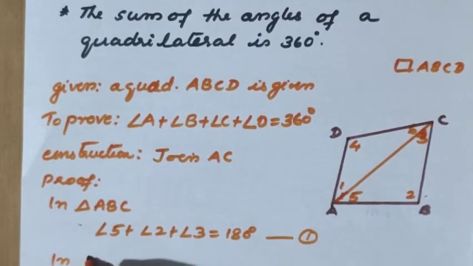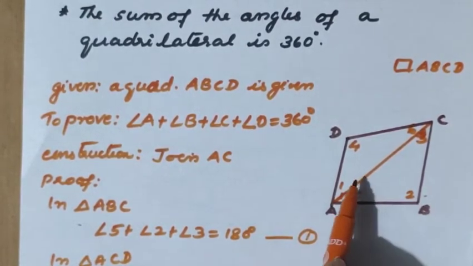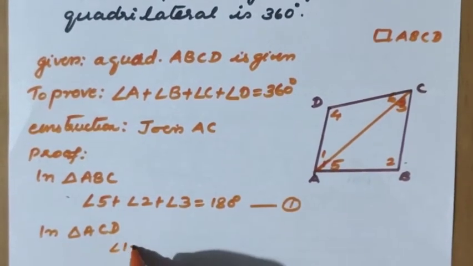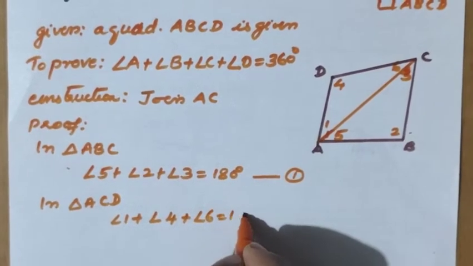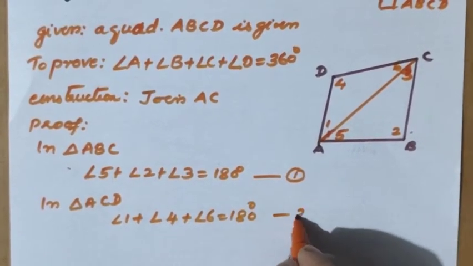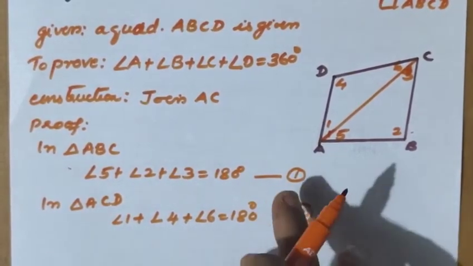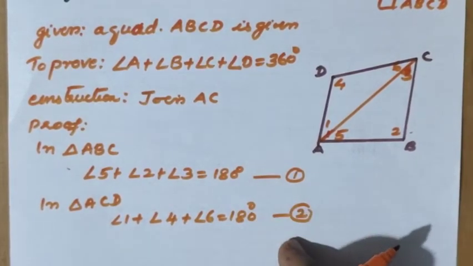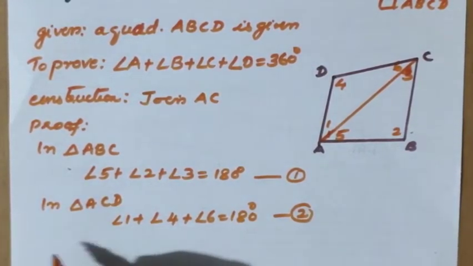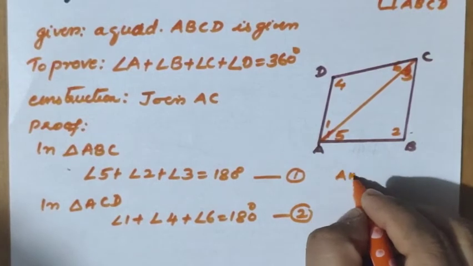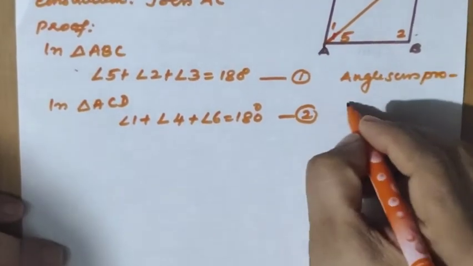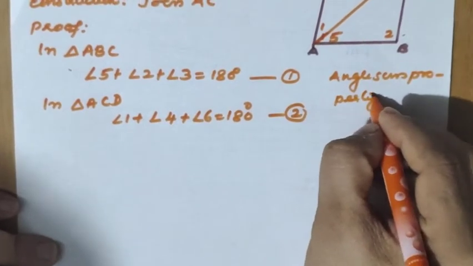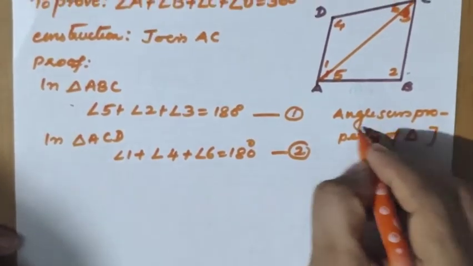Similarly, in triangle ACD, the angles angle 1 plus angle 4 plus angle 6 equal to 180 degree. Now you know that we have to prove 360 degree only. So 180 and 180 if we add, we will get 360 degree only. So what is the reason I should write here? Angle sum property. But this time angle sum property of the triangle we have used as a reason, right?